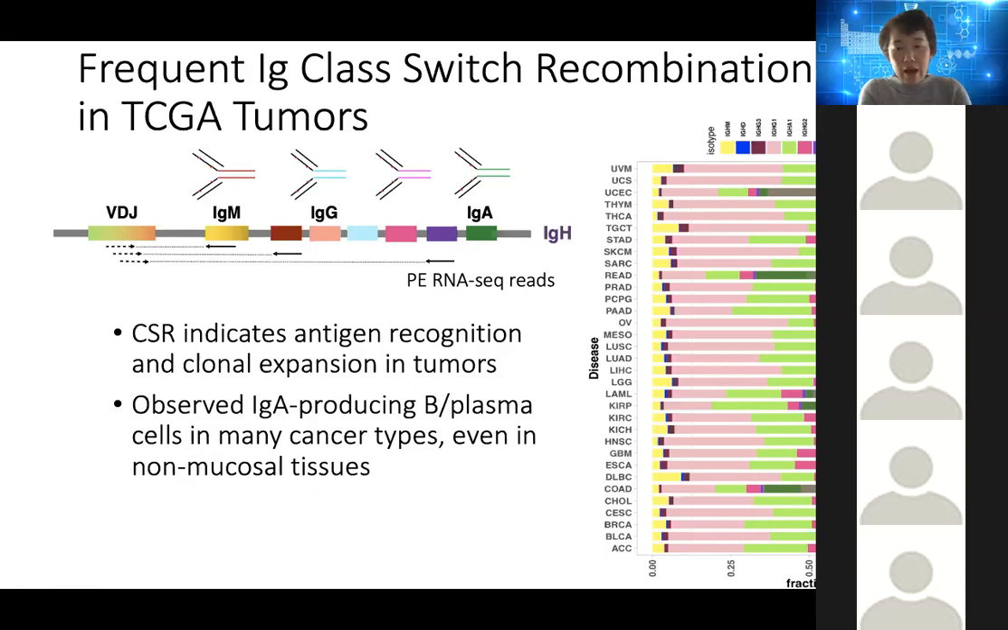And interestingly, if you look at the TCGA data, you can see that there are tumors that have mucosal tissues, like colon cancer and rectal cancer, which are in your GI tract, and gastric cancer. You can imagine that they have a lot of IgA antibodies, because even the normal gut has IgA lining the gut mucosal tissues. But for many other tumors that are clearly non-mucosal tissues, we still see, anytime you see either a light green or a dark green, these are IgA antibodies, which is kind of surprising.